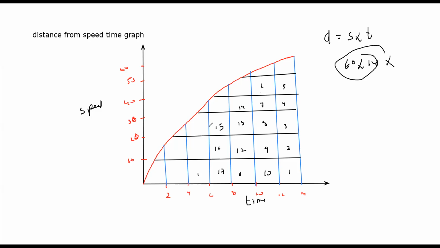Because the speed is not constant, speed is continuously changing. This formula is only valid when the speed is constant. So whenever there are graphs, you're not supposed to use the formula. You have to use the area under the graph, which will have marks.